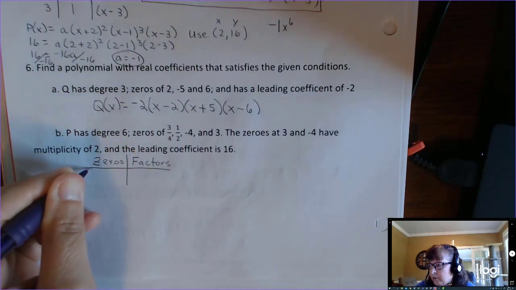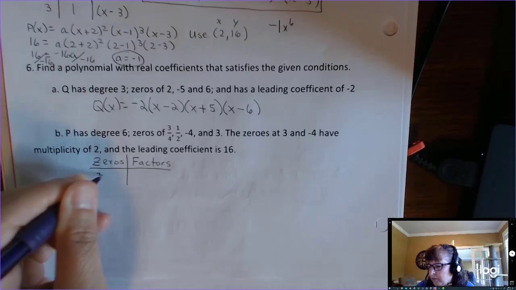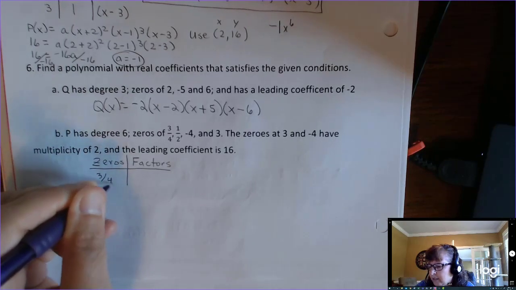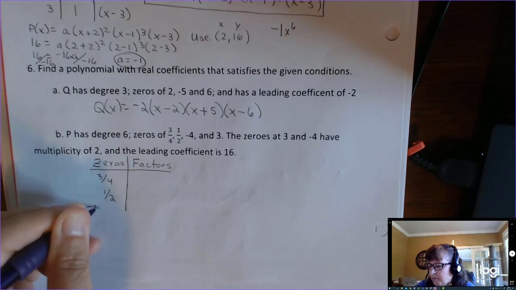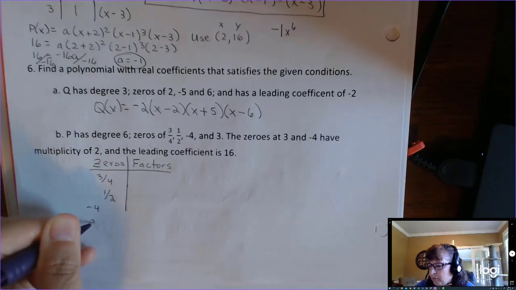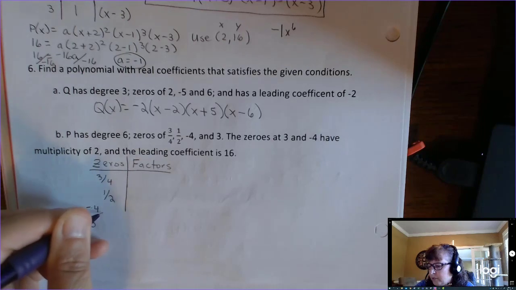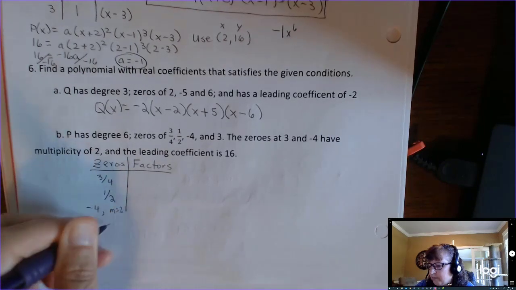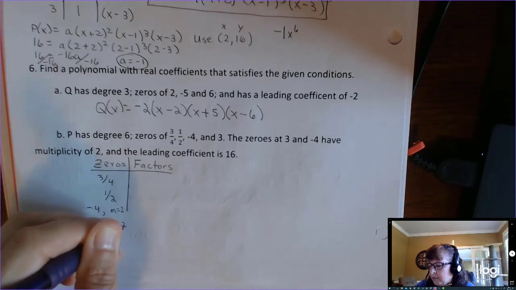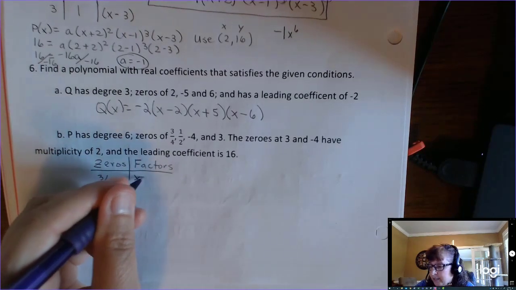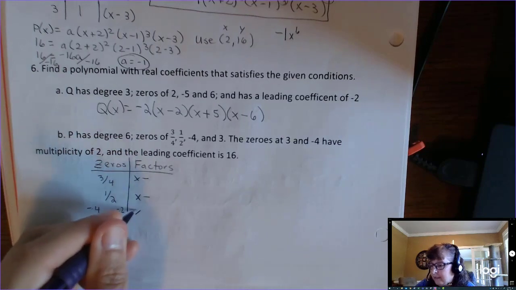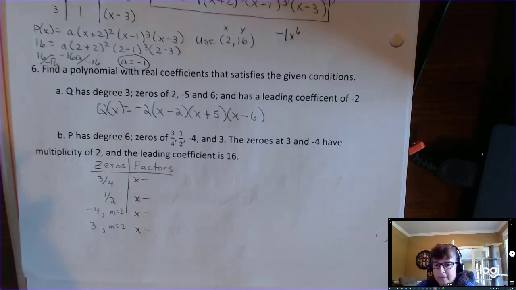We'll write the zeros. Okay, so the first thing it says is that you've got a 0 of 3/4 and a 0 of 1/2 and a 0 of negative 4 and a 0 of 3, but the zeros at negative 4 and 3 have multiplicity of 2. Okay, so if you remember, to make factors, it's just always x minus, x minus, x minus, x minus.